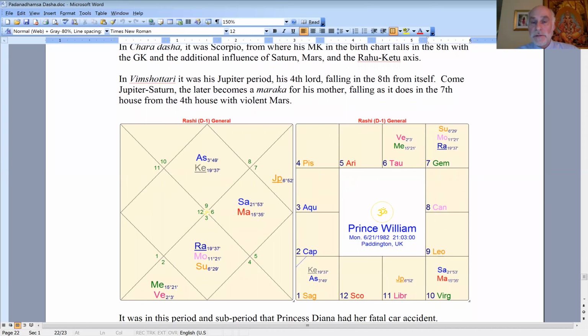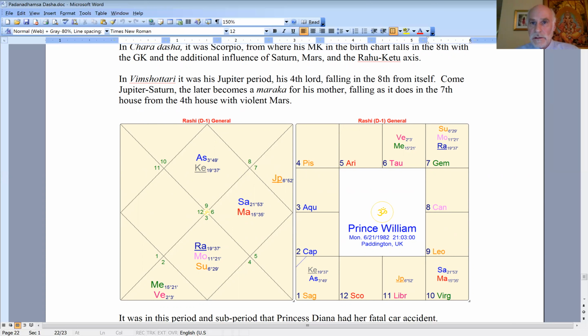And the point I'm making here is that if you saw the Gemini period in Padanadhamsha Dasha and the position of the MK in the moon in that Dasha, and then you saw it in Chara Dasha with respect to the birth chart, falling in the 8th again with affliction, and then you saw that he was running Jupiter Saturn in Vimshotri period and sub-period, all of them showed potential danger for the mother very clearly.